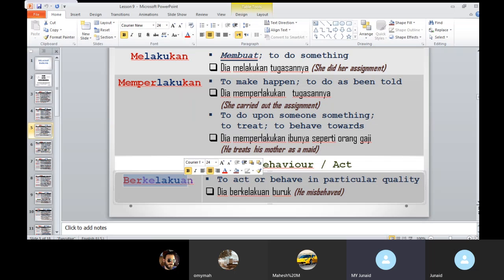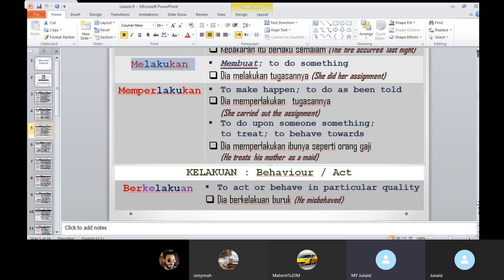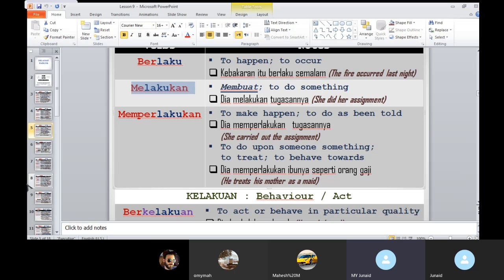Berkelakuan. Okay. Maybe someone might say, dia berkelakuan aneh. Aneh means strange. So he's behaving very strangely. Okay. So maybe for this form, try to remember berkelakuan, melakukan, dan berlaku. That's it. Any question? Okay.